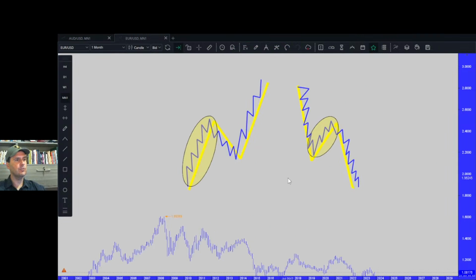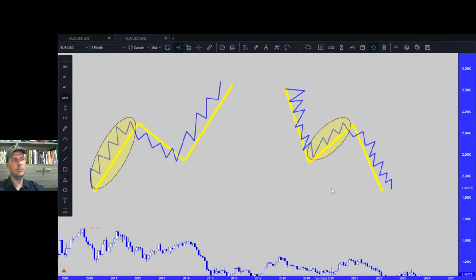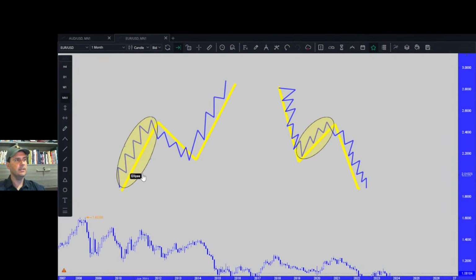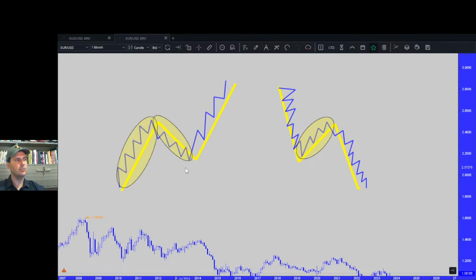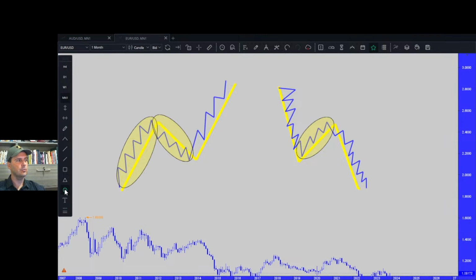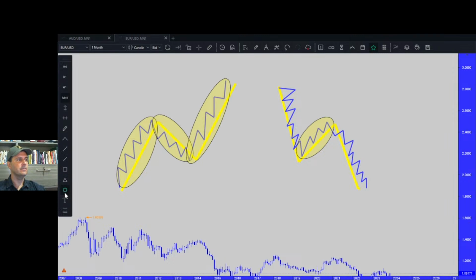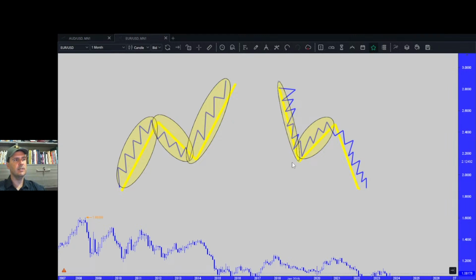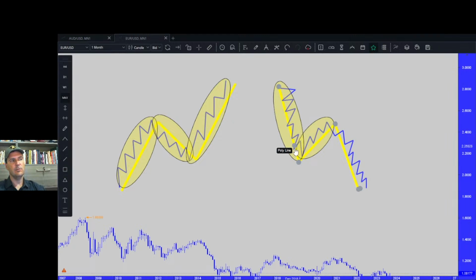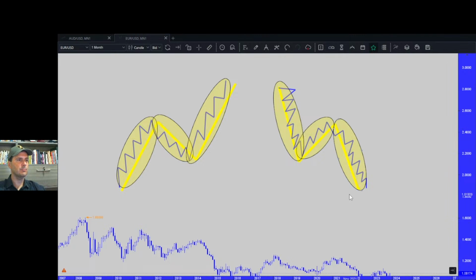So what we are trying to understand here is that in an up market wave, you are going to have an uptrend, then a short-term downtrend, and then the next short-term uptrend. In a down market wave, you are going to have a short-term downtrend first, then the short-term uptrend, and then the next short-term downtrend.